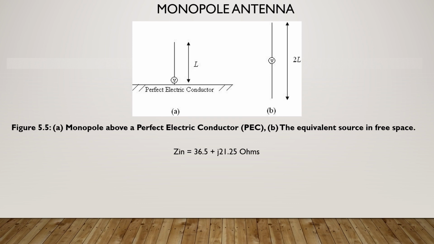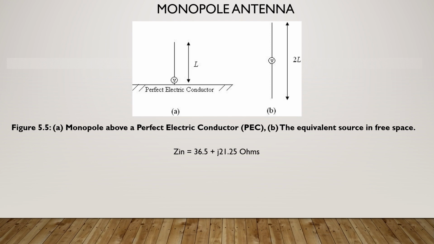The radiation pattern of monopole antennas above a ground plane is also known from the dipole results. The only change to note is that the impedance of a monopole antenna is 1/2 of that of a dipole antenna. For a quarter wavelength monopole, the impedance is half of that of a half-wave dipole, so the Zin is 36.5 plus j21.25.